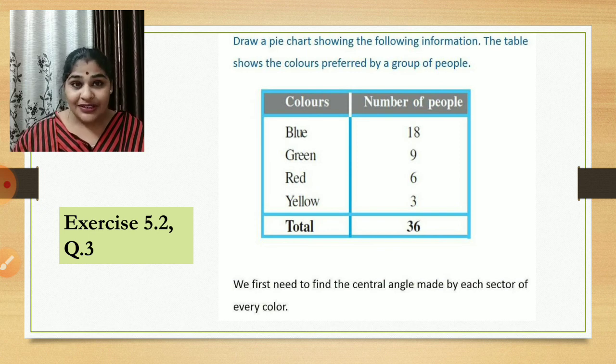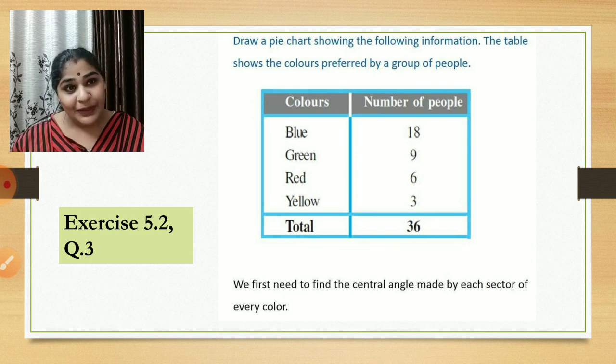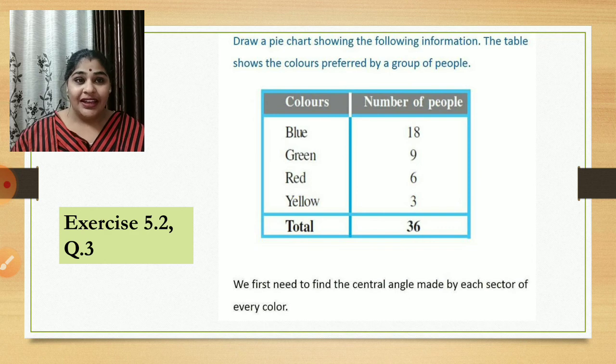Now the question is: draw a pie chart showing the following information. The table shows the colors preferred by a group of people. So different colors are given, and the number of people who prefer that color is given, children. Blue color is preferred by 18 people, green color by 9 people, red color by 6 people, and yellow color by 3 people.